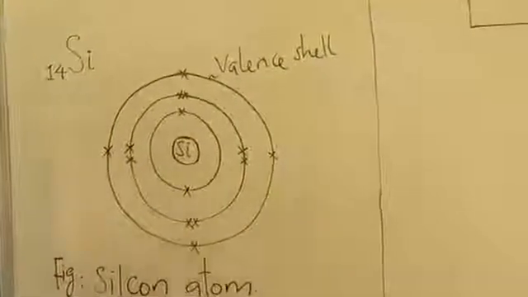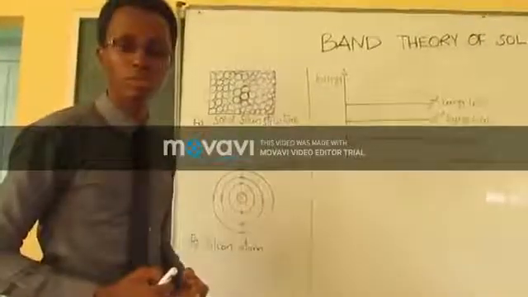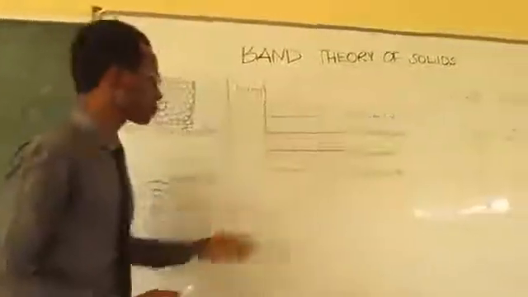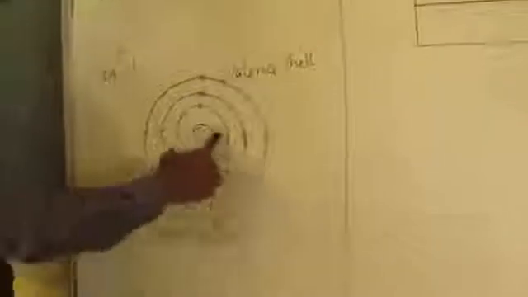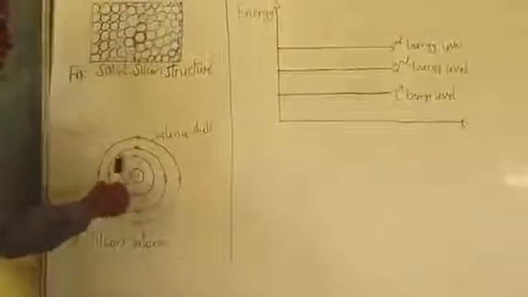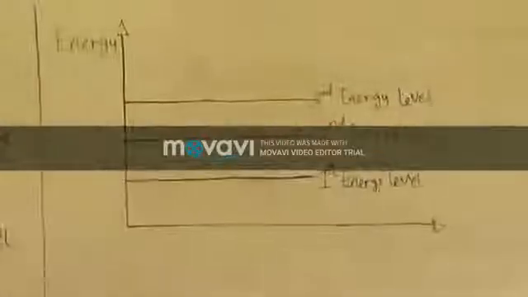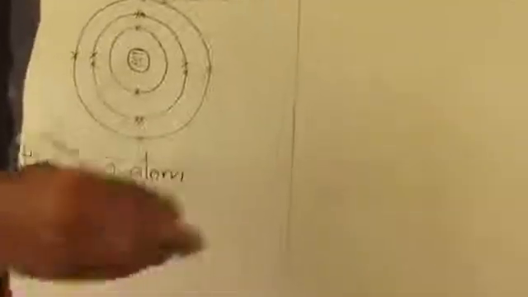And remember, when an atom exists in isolation, it means electrons within that atom are found in very specific energy levels. For example, here this is the first energy level, which corresponds to the first shell of a silicon atom. The second energy level corresponds to the second shell, and the third energy level corresponds to the third shell, which is the valence shell. This is the case when atoms exist in isolation, when an atom is not under the influence of other atoms surrounding it.